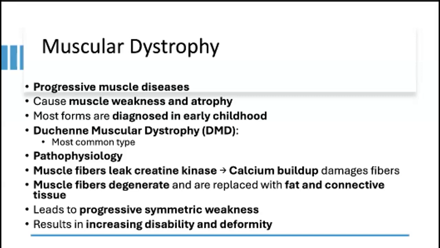The pathophysiology. Despite clinical differences, muscle changes are similar across types. Muscle fibers leak creatine kinase, and calcium accumulates. This leads to further muscle fiber damage. Muscle fibers degenerate and then are replaced by fat and connective tissue. This results in progressive weakness and symmetrical muscle wasting, leading to increasing debility and deformity.